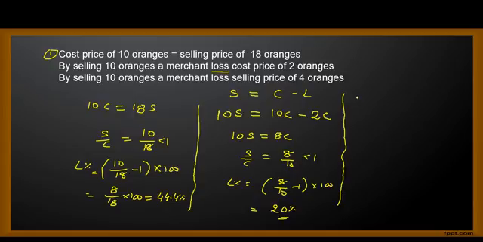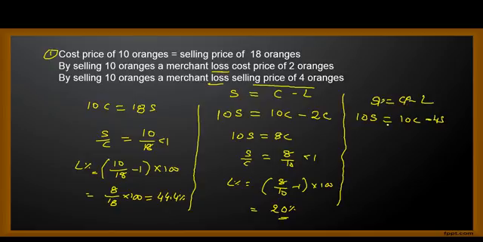Now the next one: by selling 10 oranges, a merchant loses the selling price of 4 oranges. Selling 10 oranges, the selling price of 10 oranges is equivalent to the cost price of 10 oranges if there is no loss and no profit. But he got a loss. The loss is how much? Selling price of 4 oranges. So selling price is equal to cost price minus loss. What is the loss here? It is given as the selling price of 4 oranges, so 4s.